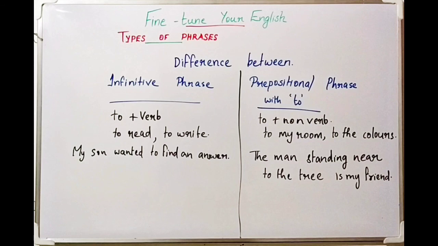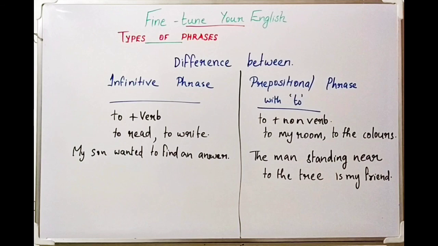But take the case of a prepositional phrase. To plus noun, it will be to my room. Here, just after to, there is a pronoun, my room is given there. It's not a verb, so a noun can be seen. Then the next one, to the colors. There also, just after to, it's a determiner. It's not a verb, it's a noun. See the examples, then it will be clear.